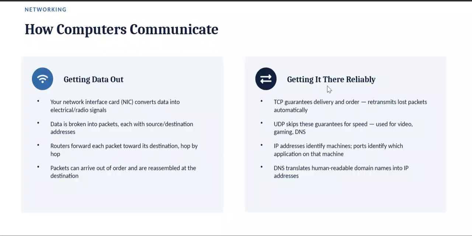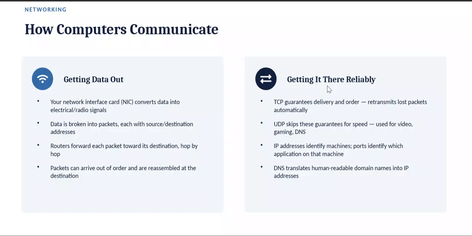Getting it there reliably. So how does a packet get to the destination reliably? TCP guarantees delivery and order. TCP retransmits lost packets automatically. So any packet that happens to be lost, TCP retransmits it automatically. Now UDP skips these guarantees for speed.